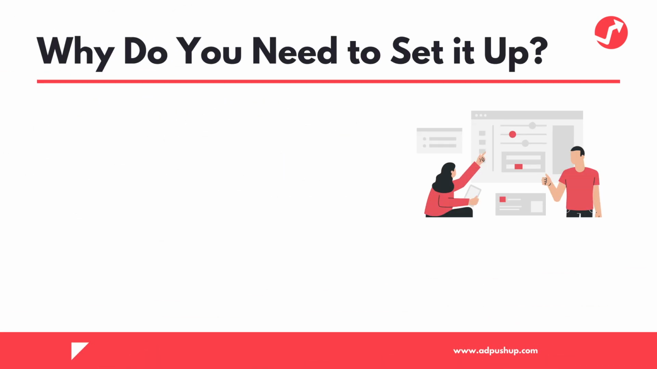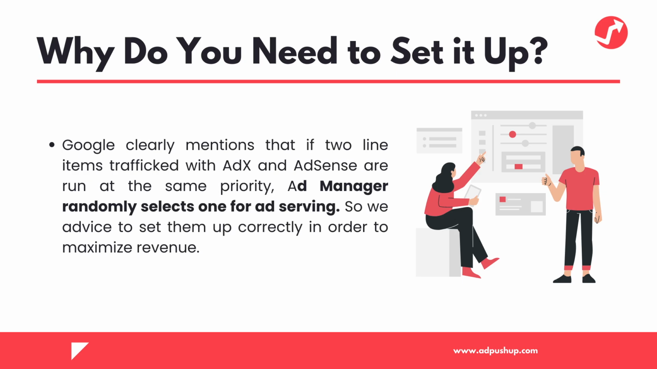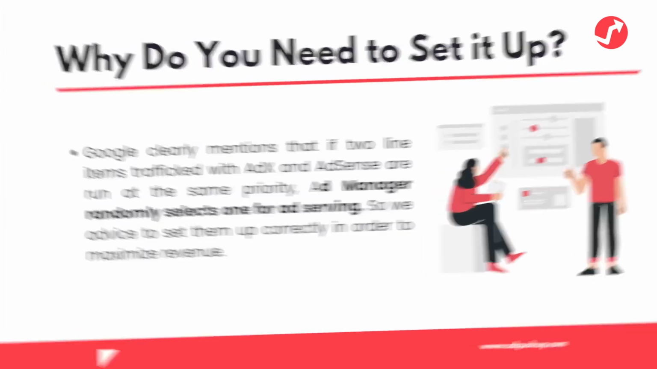But why exactly do you need to set it up? Google clearly mentions that if two line items trafficking AdX and AdSense are run at the same priority, Ad Manager randomly selects one for ad serving. So we strongly advise to set them up correctly in order to maximize revenue. Otherwise, Google will choose randomly from each of them. So we need to take control of how our inventory is being sold.